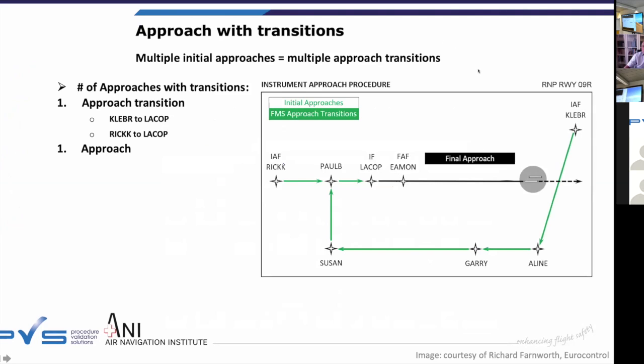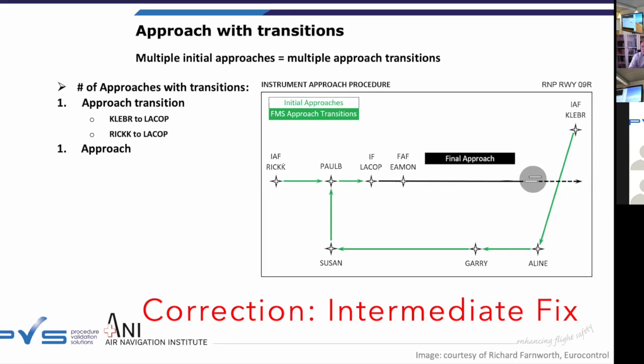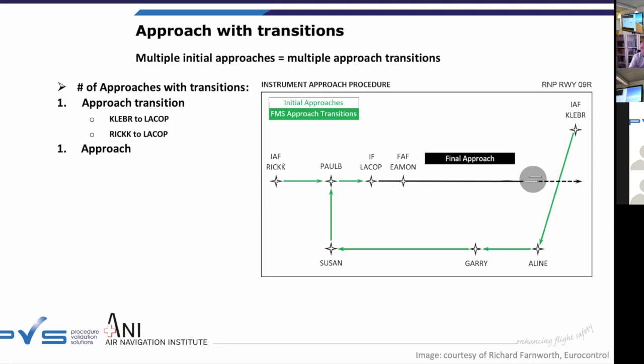If you look at this, you could have, like in this example, if you have such a case like 2 initial approach fixes here in this example, Kleber and Rick, you could have 2 approaches with one common final approach and missed approach. You could also have just one final approach and missed approach and approach transitions. An approach transition is actually just the connection between the initial approach fix and the initial fix or final approach fix. In this case, what you see here is the transition, the approach transition for the final approach from the initial approach fix Kleber and the one from Rick. So you have 2 approach transitions and 1 approach and missed approach.